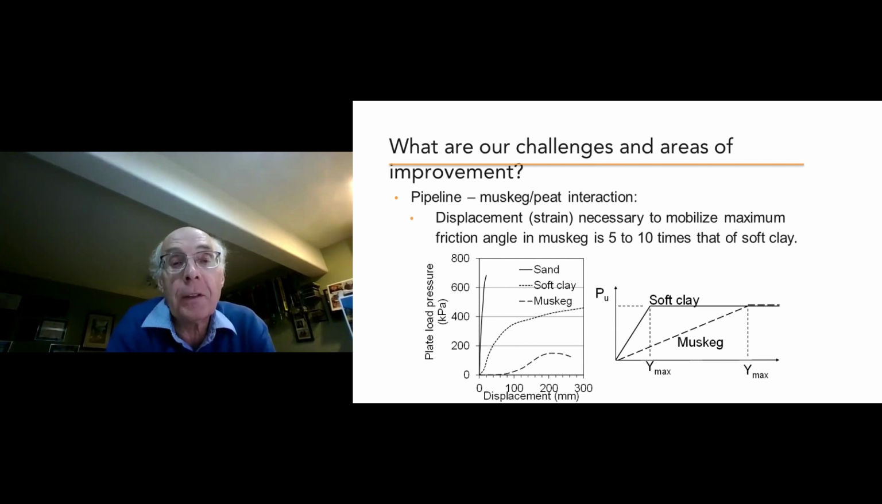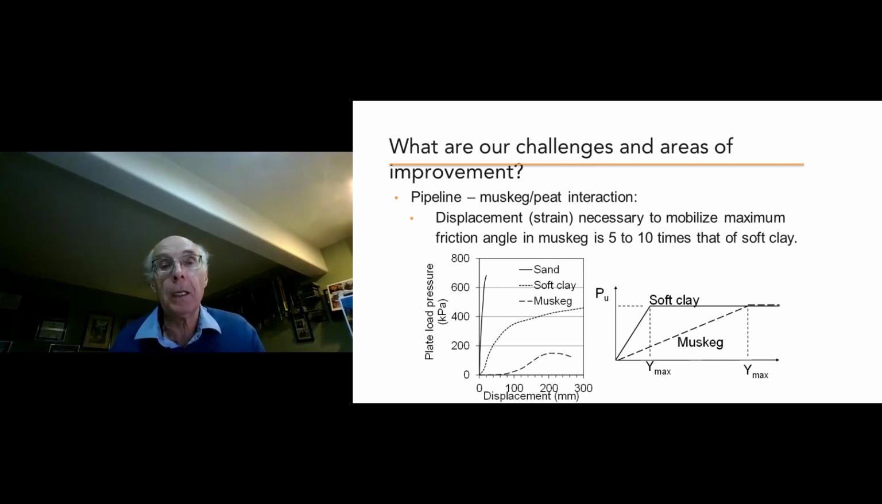And these two graphs sort of illustrate that problem. On the left-hand graph at the bottom, you can see the deformation behavior for three materials: the sand, which is a nearly vertical line, a soft clay that comes up, and then the muskeg. What you see from that is that you require a much larger amount of displacement in the muskeg in order to start to gain strength. And that's a result of a number of factors. On the right-hand side, you've got what's called the PY curve, that bilinear behavior system that we often use. But you can see the stiffness of the muskeg is much, much lower. And what we have found from laboratory testing is that the displacement necessary to mobilize maximum strength in the muskeg is often 5 to 10 times that of soft clay.